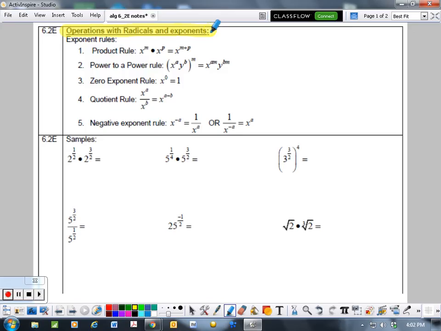And the negative exponent rule: anytime I have a negative exponent on the top, I can move it to the bottom, and it becomes positive. If I have a negative exponent on the bottom, I can move it to the top and it becomes positive. So how are we going to see this?